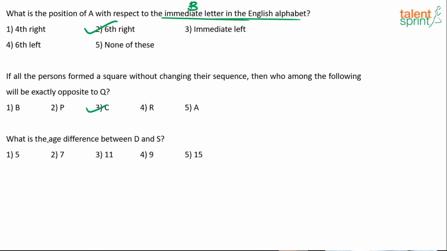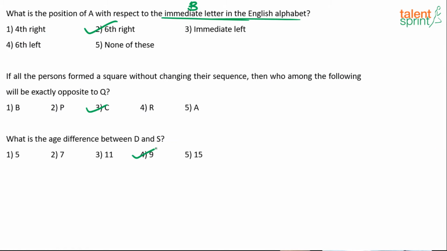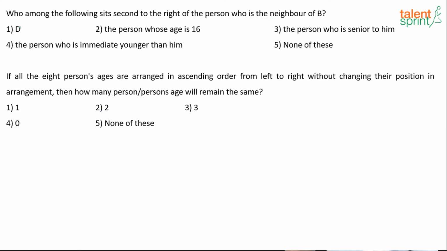Next question, what is the age difference between D and S? Now that's a setter. D is 14 years, S is 23 years. What's the difference? 14 and 23, difference is 9 years. Option 4 will be the answer. And next question, who among the following sits second to the right of the person who is the neighbor of B?